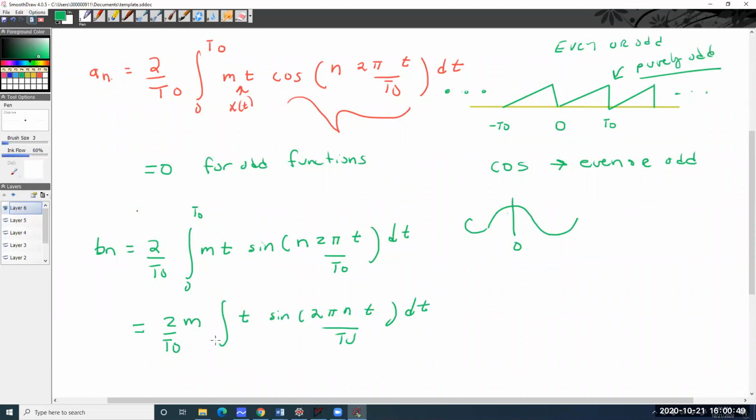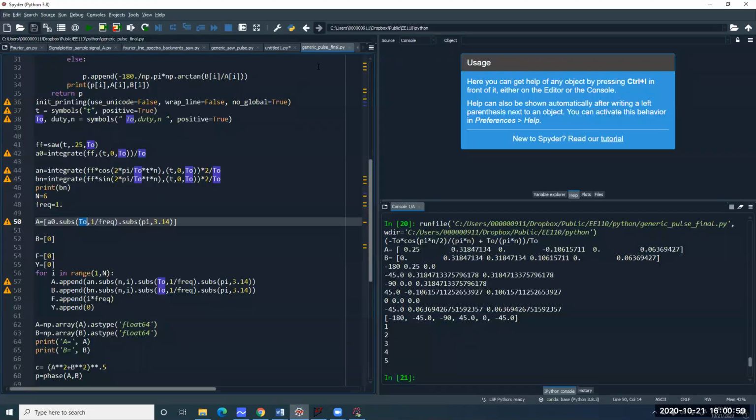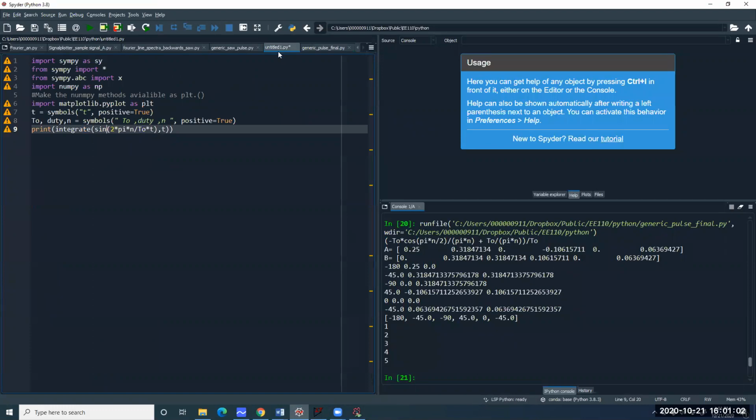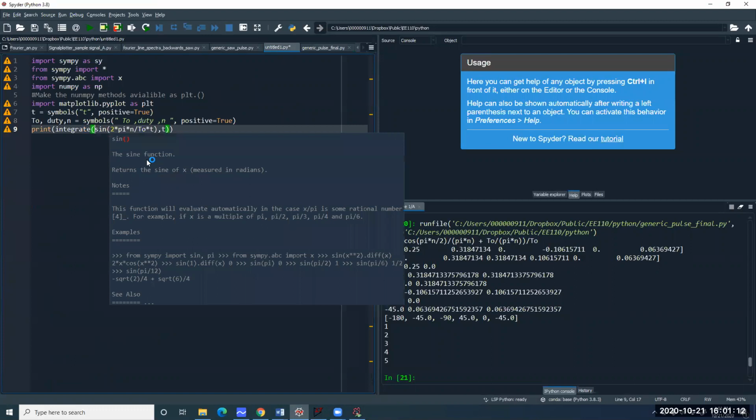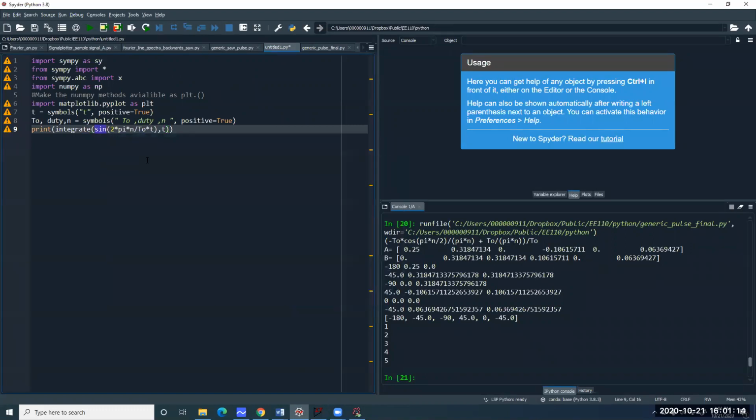Now, you can look that up. Or you can, so really, I am integrating t times sine of 2 pi n divided by T naught times t.